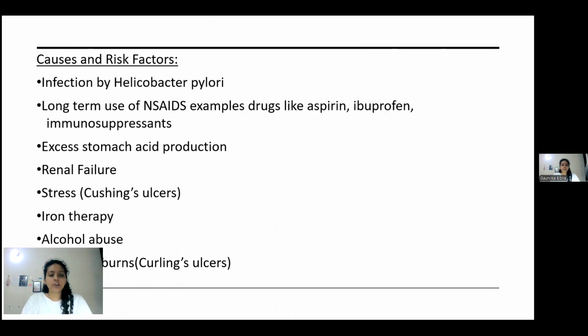Causes and risk factors: infection by H. pylori, long-term use of NSAIDs, for example aspirin, ibuprofen, immunosuppressants, excess stomach acid production, renal failure, stress causes Cushing ulcers, whereas burns cause Curling ulcers, iron therapy, alcohol abuse.